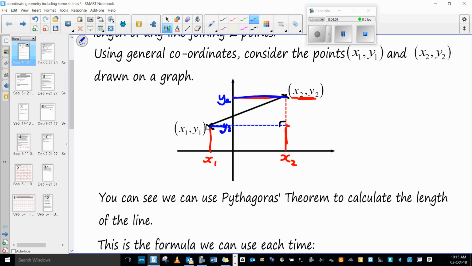Any suggestions, therefore, if I know that this is x2 and this is x1, how I might find this length, or this measurement? x2 subtract x1. Do we see that? If this value here is x2, and this value here is x1, if I want to know the length of this line, I'm just going to subtract one from the other.